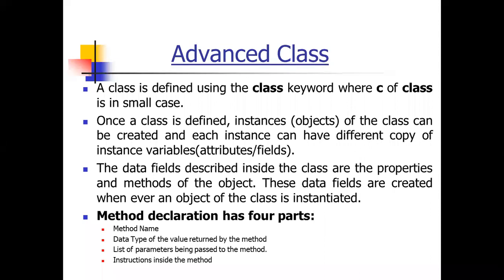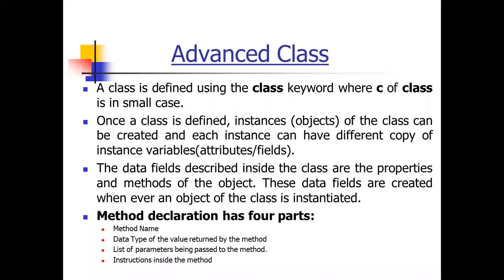Once a class is defined, instances, that means objects of that class, can be created, and each instance can have a different copy of instance variables. Here instance variables means attributes or fields. Then the data fields described inside the class are the properties and methods of that object. These data fields are created whenever an object of the class is instantiated.